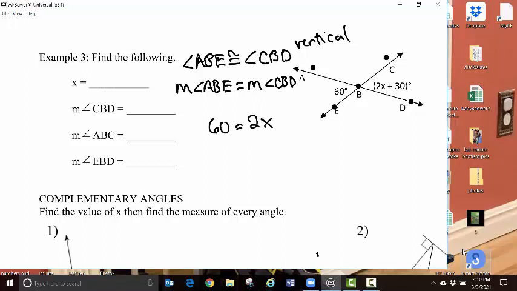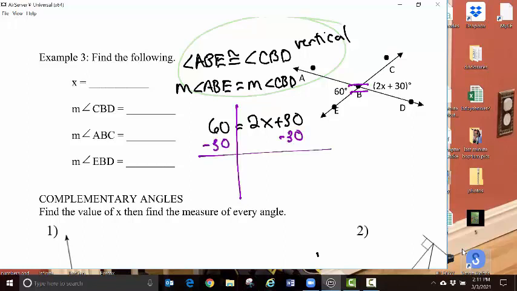and then I could use substitution and say that means that 60 equals 2x plus 30. And on your homework, you don't actually have to do this part. You don't have to write out the letters. You're just saying, hey, look, these two are vertical, so they're equal. I can write an equation and solve it. Okay, so draw your line through the equals. We're going to minus 30 from both sides. 30 equals 2x. Divide both sides by 2 using the division property of equality, and x equals 15.